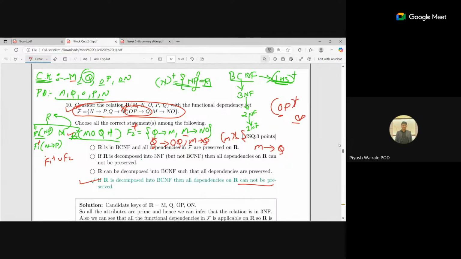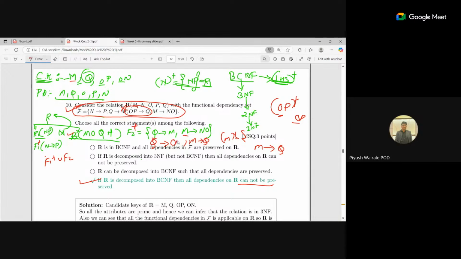Anyone, any doubt in this question? What we have discussed? Sir, in the F2 closure, how is Q determining O? Q determining O, not Q. M, no, and it's O. O N. Yeah, N is remaining.